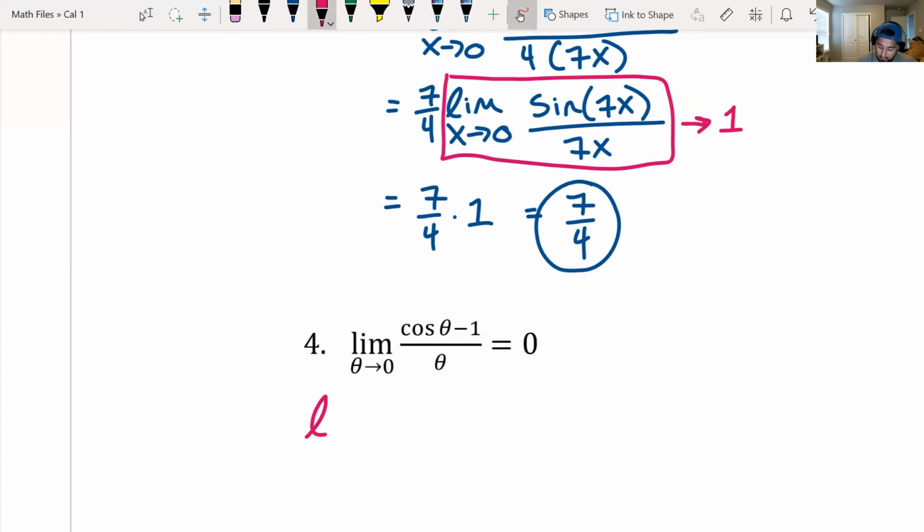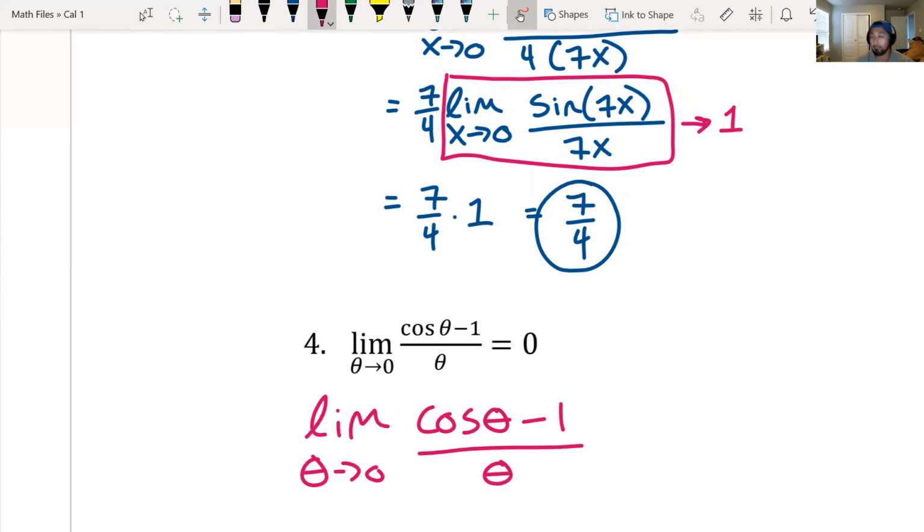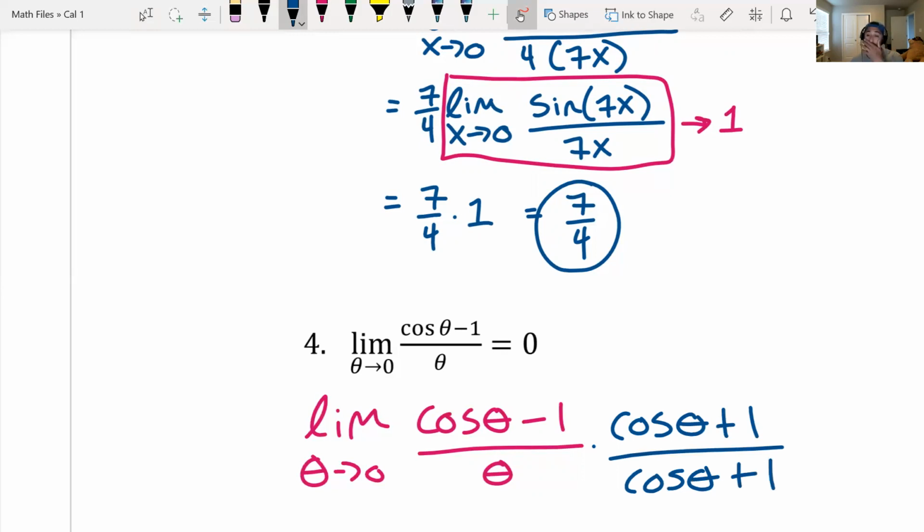So the limit as theta approaches 0 of cosine theta minus 1 over theta. Well, here's where you want to think about proving trig identities like you did in pre-cal. What was one thing you used to prove trig identities? And it's something that we used on the second problem. We multiplied by a conjugate. Multiply by the conjugate. That's all we have to do here. So I'm going to multiply this fraction by the conjugate of the numerator, which is going to be cosine theta plus 1 over cosine theta plus 1. And again, that is just 1.